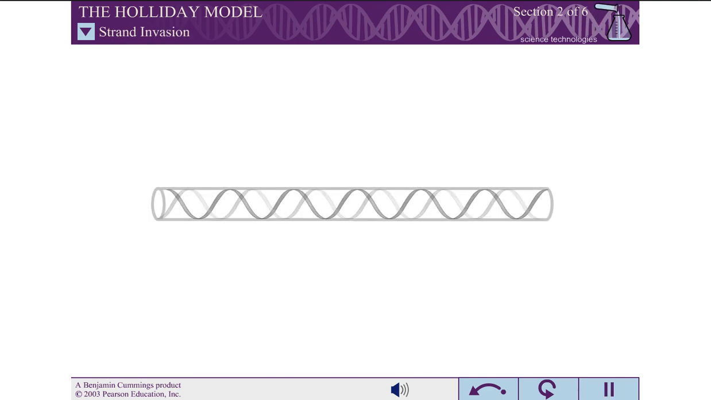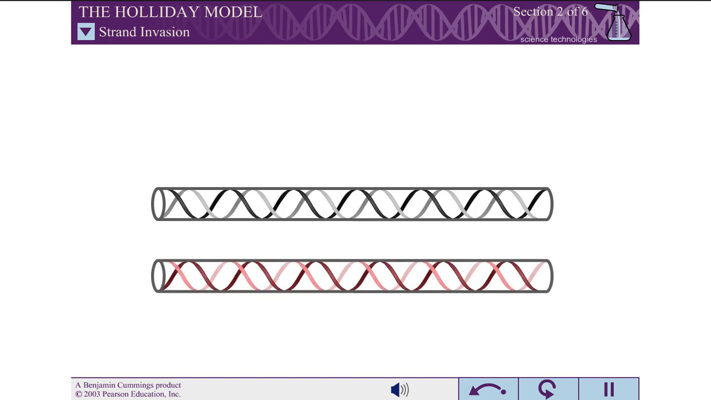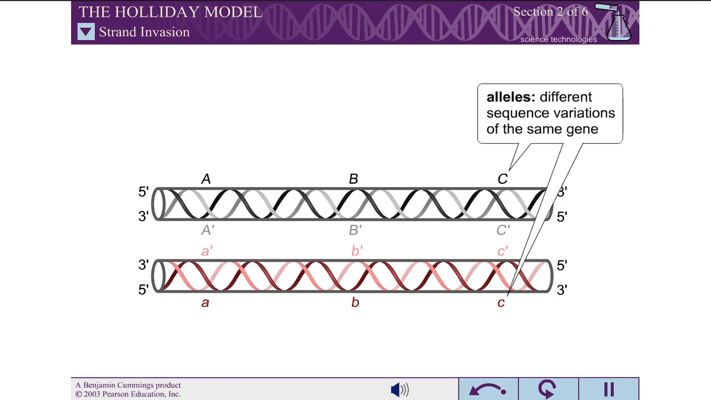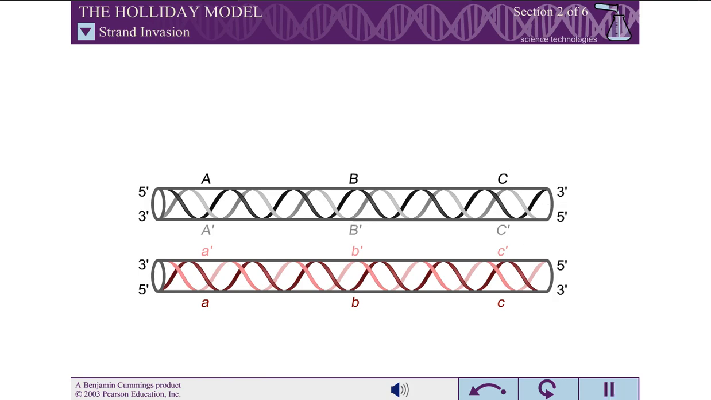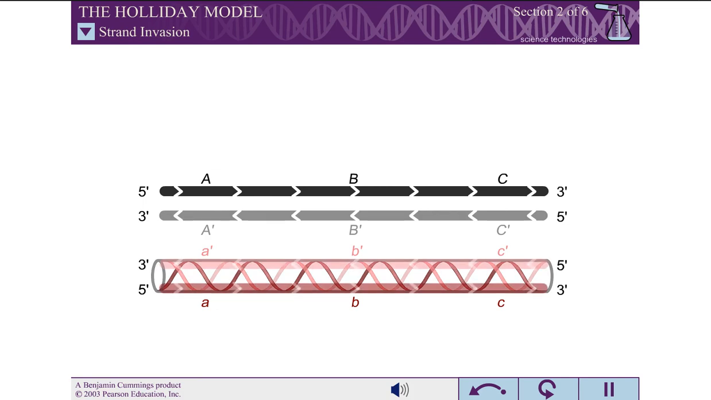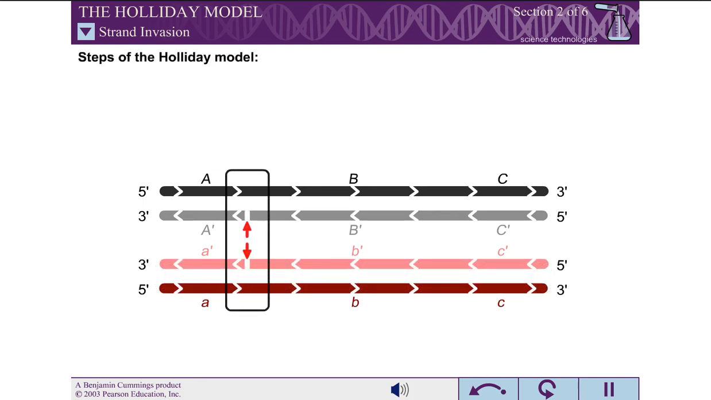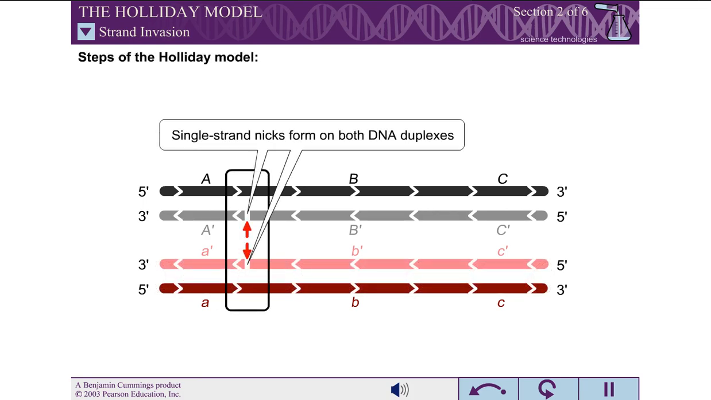To visualize homologous recombination using the Holliday model, it is useful to first picture two homologous double-stranded DNA molecules aligned with one another. These DNA duplexes may carry different alleles of the same gene. In the first step of the Holliday model, single-strand nicks form at identical positions in each DNA duplex.